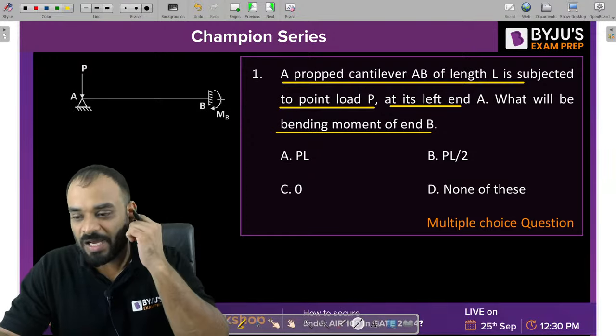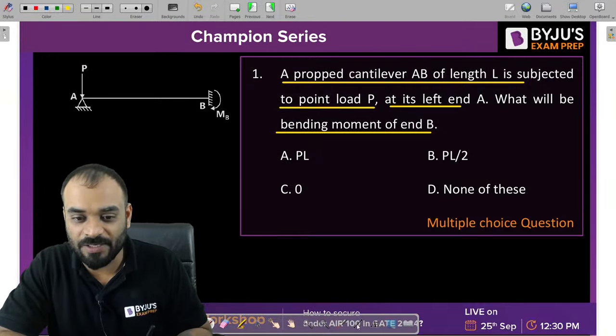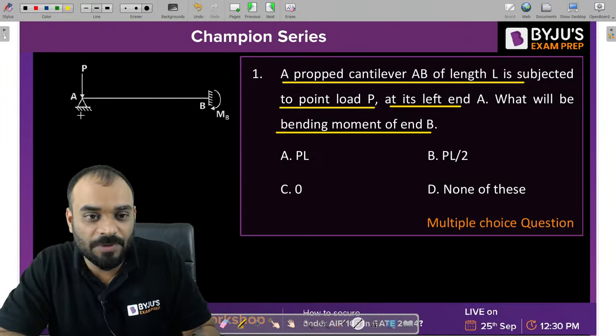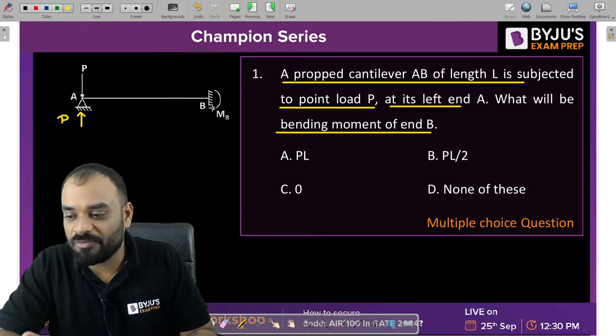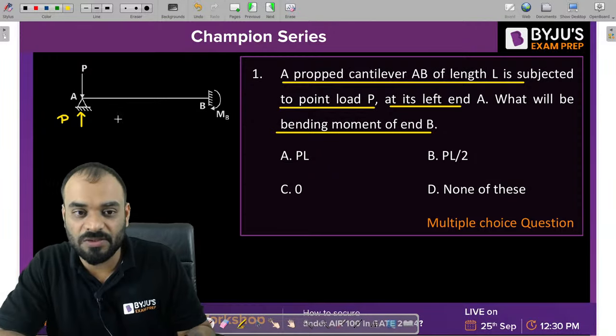So the answer is basically 0. Why is it 0? Let me explain it. You know that guys, at this particular support, the same amount of reaction can be generated, right? The value of support reaction should be P. Now tell me guys, if you find the moment at this particular end, which is B, definitely it will be equal to 0. Why? Because if you take the summation of moment at B equal to 0, ultimately you are able to get this particular MB equal to 0 also.